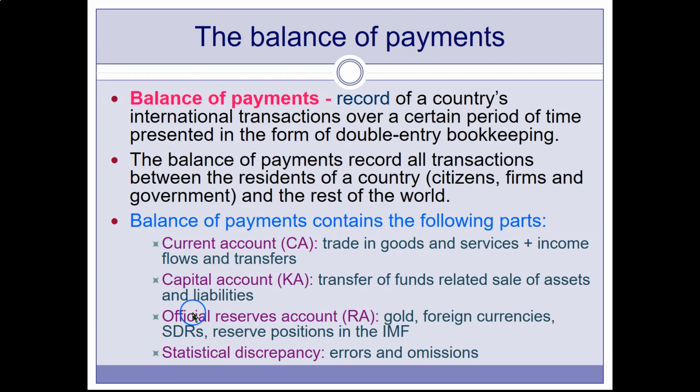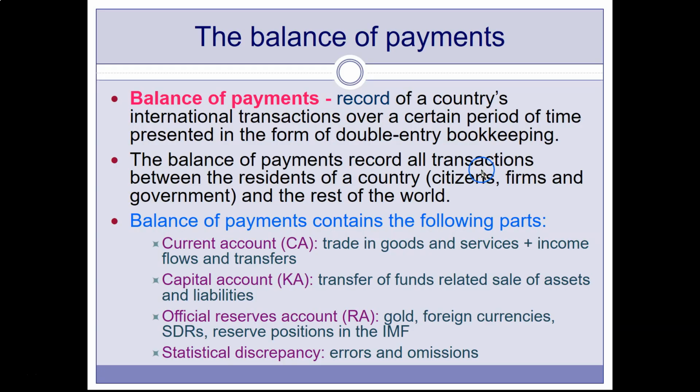Let's discuss what balance of payments is and what its components are. As I mentioned in a previous video, balance of payments is simply a record of all a country's international transactions with the rest of the world over a certain period of time. This is presented in the form of double entry bookkeeping. In other words, every transaction will be recorded twice, as a debit and as a credit.